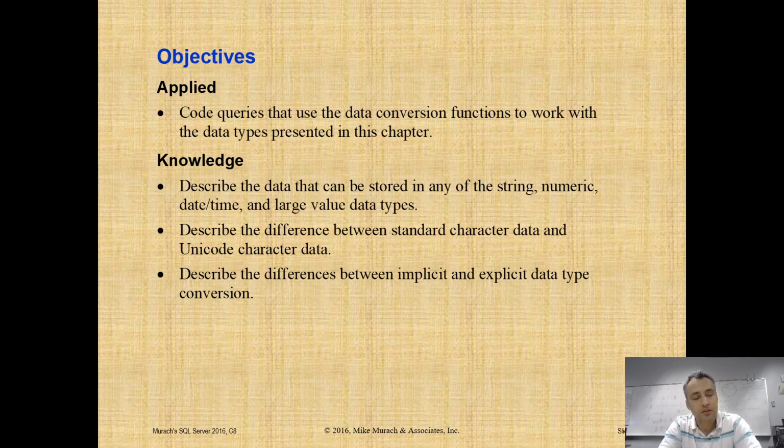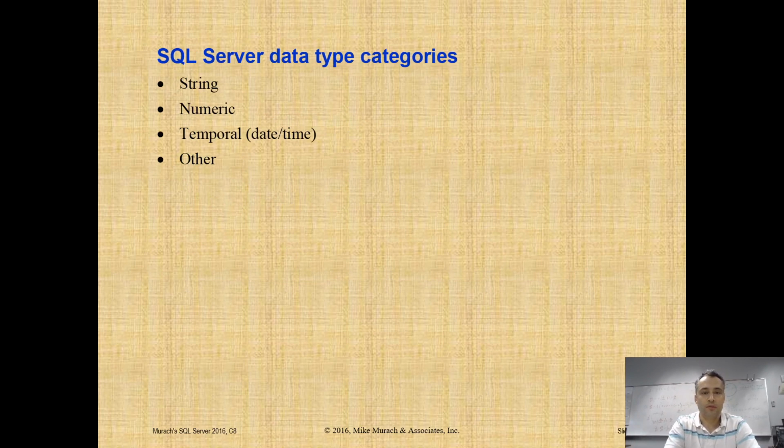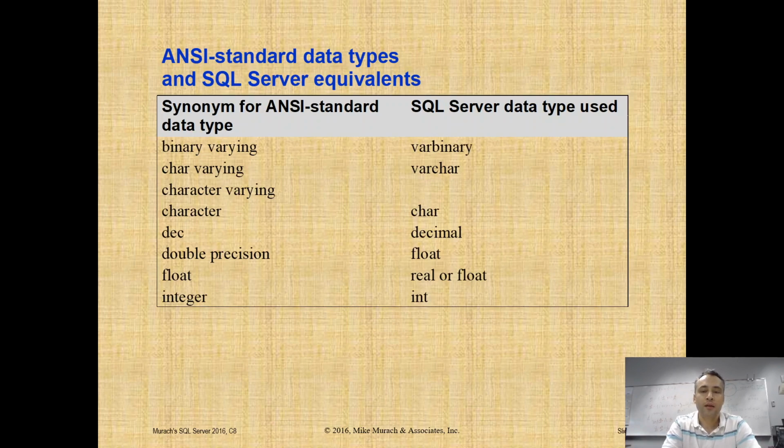And datetime is important because it just happens to be so often in the tables that we are working with. We'll discuss the difference between standard character data and Unicode character data, as well as implicit and explicit conversion. So, as I was saying, string, numeric, and temporal, as well as some other. So, specific types for, say, string: varbinary, varchar, char, and other.